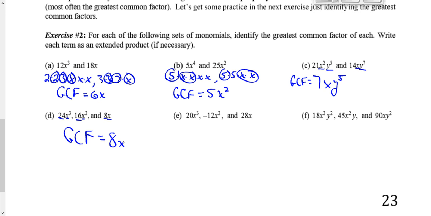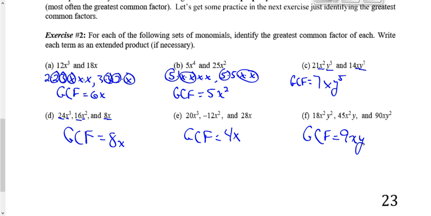Okay, all right. So how about an E? GCF is what? GCF would be 4x, right? And the last one, F? Good. GCF equals 9xy. The biggest I can divide out of all three of those terms. Okay.